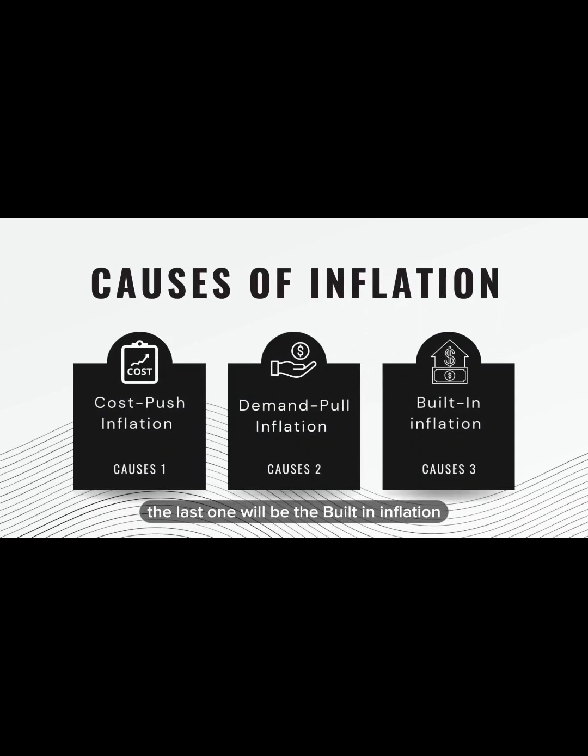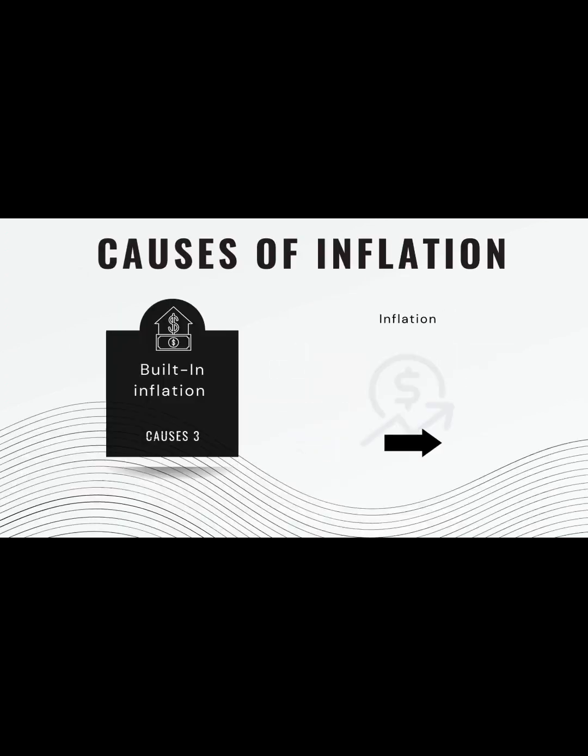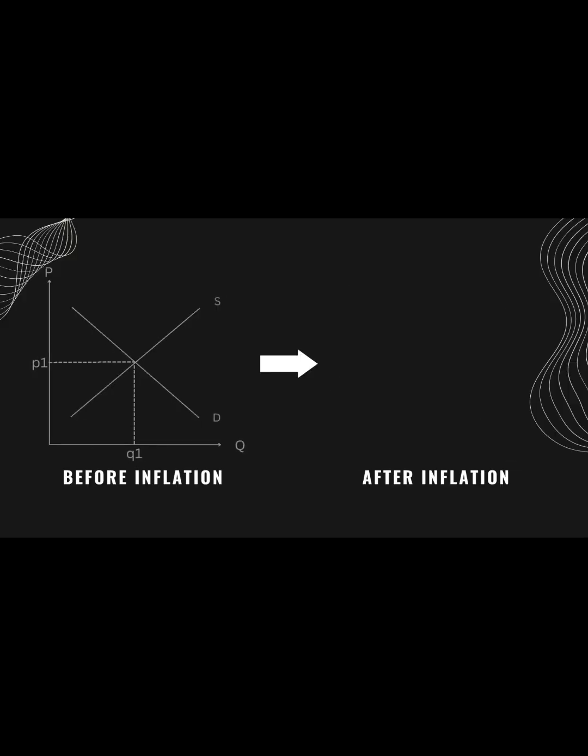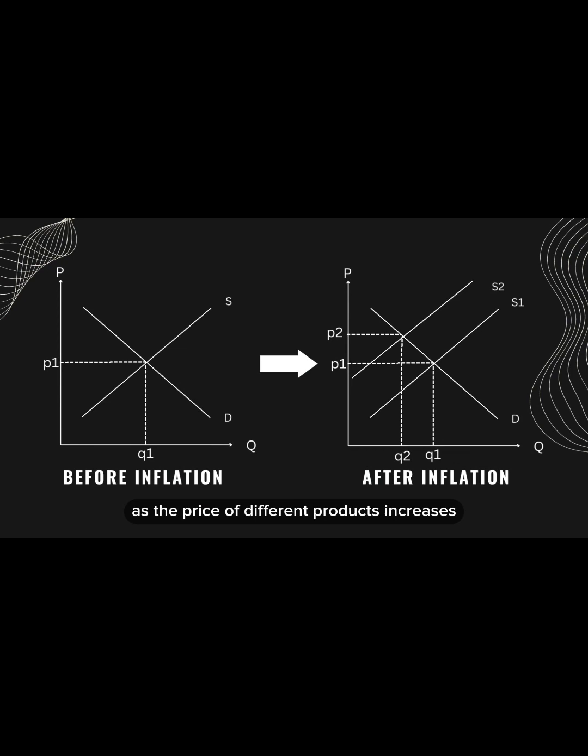The last one would be the built-in inflation. This inflation occurs when people expect the inflation to continue in the future. As the price of different products increases, consumers will want more money to be able to purchase them, and thus resulting in an increase in wages. This is similar to the first cause of inflation, where whenever wages increase, the higher the production cost would be, and eventually the higher the price of the product.